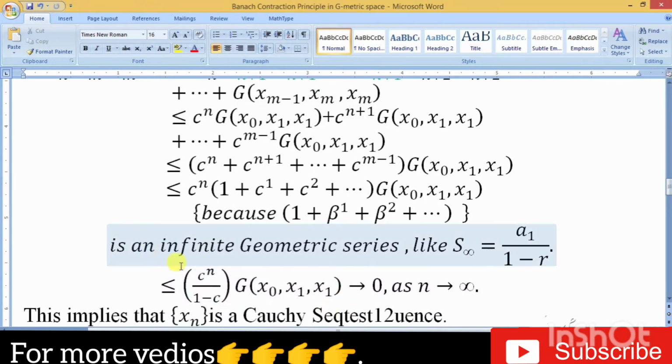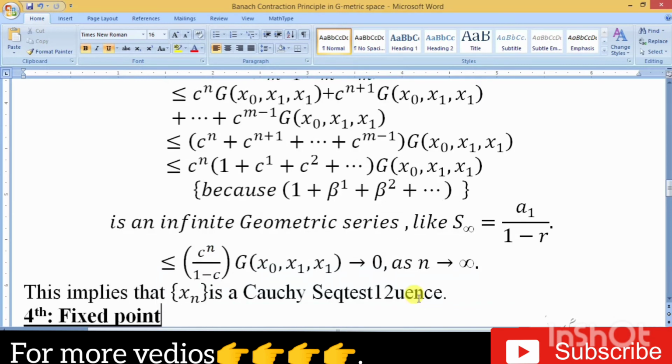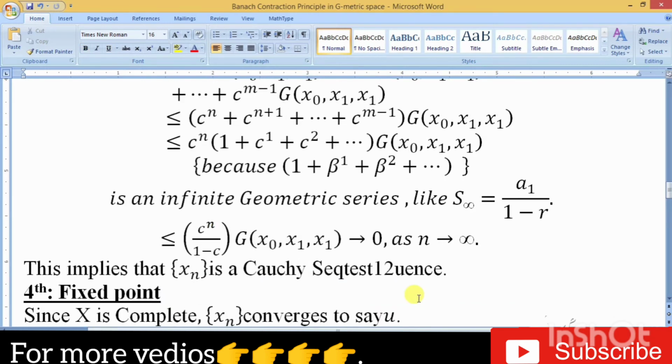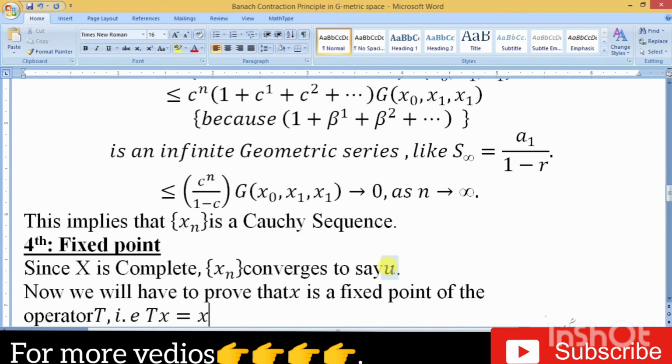When n approaches infinity, any element with absolute value less than 1 raised to the power infinity gives the value of 0, which gives us that xn is a Cauchy sequence. Clear? The fourth one is the fixed point.